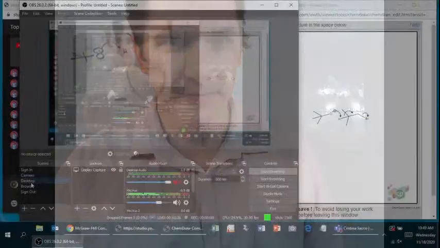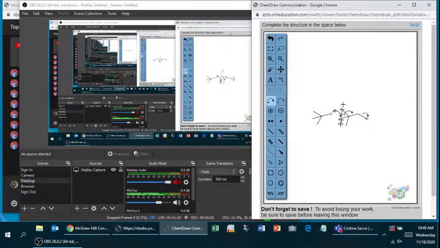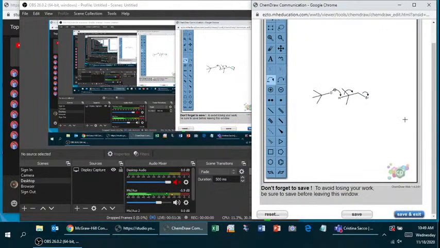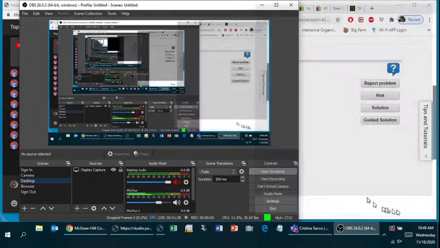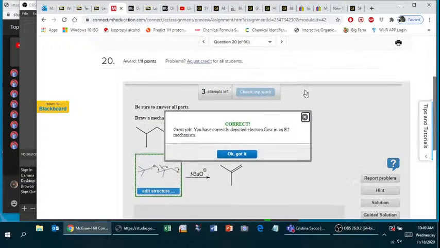and I'll share it with you on my desktop so you can see what I've drawn, hopefully. So I've got this bond going from the oxygen to the hydrogen, between the hydrogen bond to the carbon-carbon bond, and breaking the bond between the carbon and the bromine. Hopefully this works. Yep, so that's the mechanism.